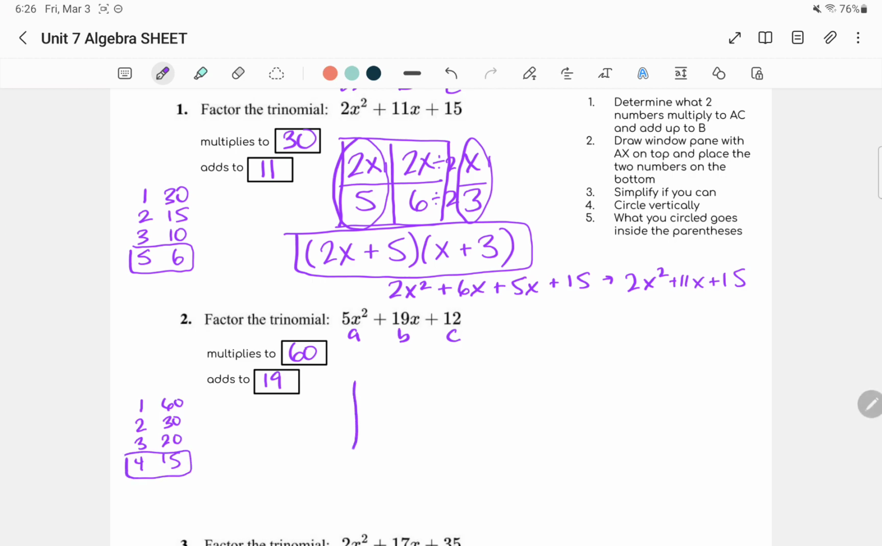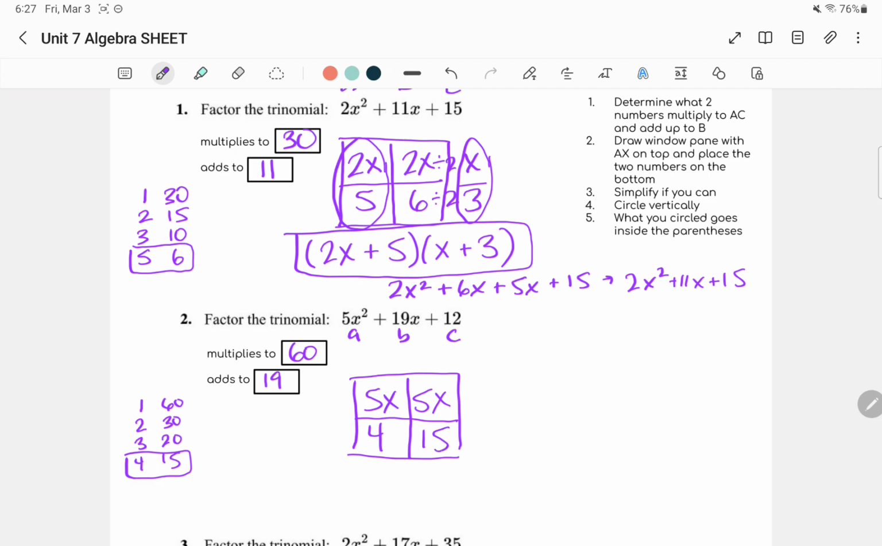So now on my window pane, I'm going to put my ax on top. So that would be 5x. Now I know it's x squared, but for this sake, we're just going to use 5x, just like above, we just used 2x, not 2x squared. So 5x goes on the top, and then I determined I'm going to be using 4 and 15. So I'm going to put 4 down here and 15 down here.